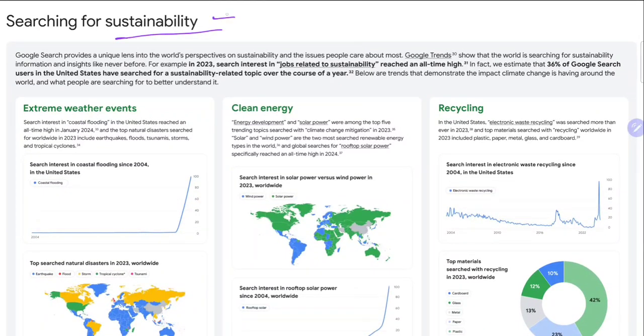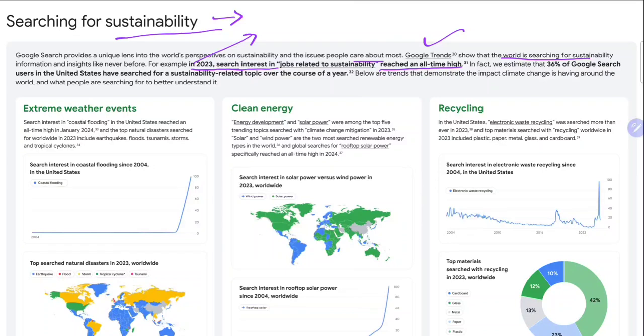Searching for sustainability. Now, what is the company doing? Google Search provides a unique lens into the world's perspectives on sustainability and the issues people care about most. So Google Trends show that the world is searching for sustainability information and insights like never before. For example, this is a very interesting figure: 2023 search interest in jobs related to sustainability reached an all-time high. So, a very important statement here.